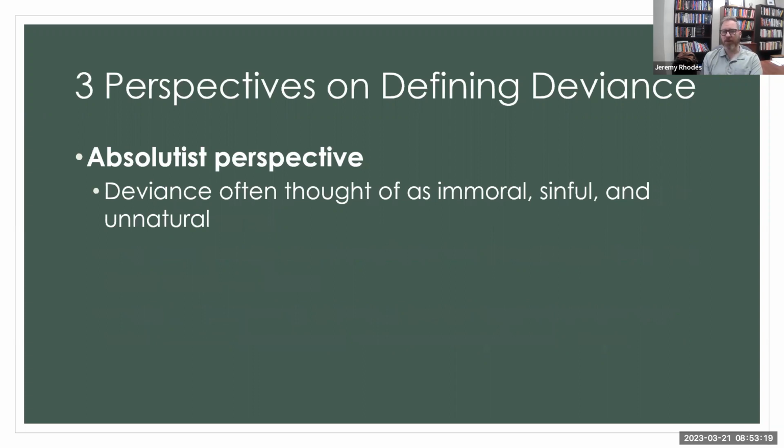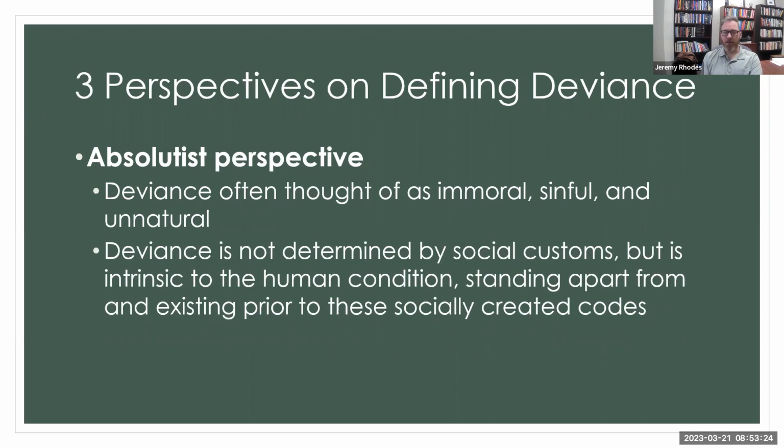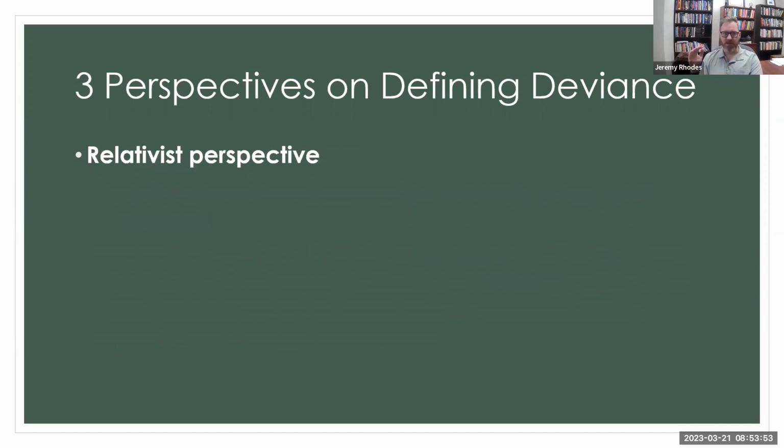With this absolutist perspective, deviance can be thought of as immoral or sinful or unnatural. And deviance is not determined by social customs, but it's intrinsic to the human condition, standing apart from and existing prior to these socially created codes. So the focus is often on the deviance itself. The absolutist perspective can often accompany certain moral codes or religious codes that would say, here are the things that are right and here are the things that are wrong. And we understand that in some kind of black and white way. That's why we say absolutist. That is one perspective of defining deviance.